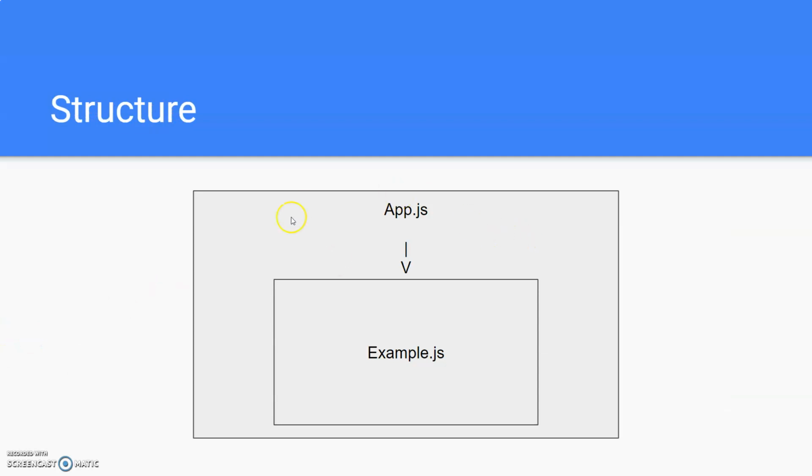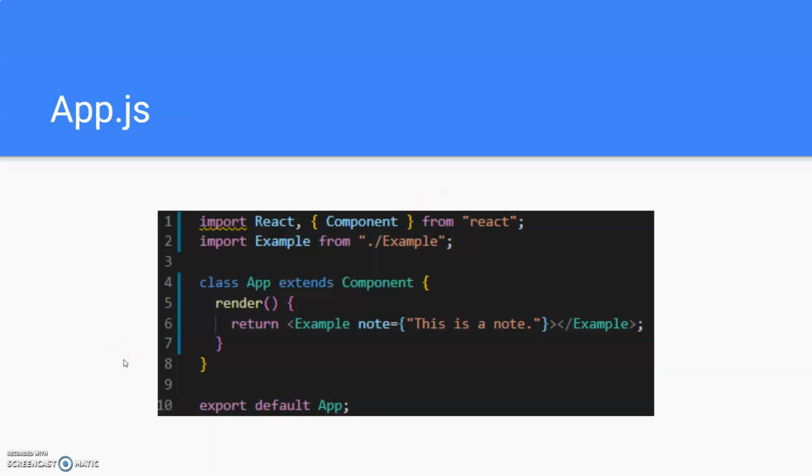So here's the structure of this example. We have an app component and an example component, which is a child of the app component. Here's our parent app component. It is just a simple class component with a render function, and it embeds the example component, passing the "this is a note" message into the note prop.